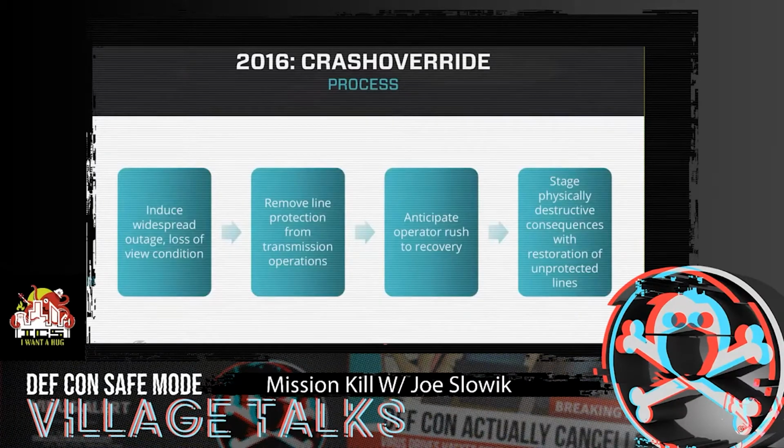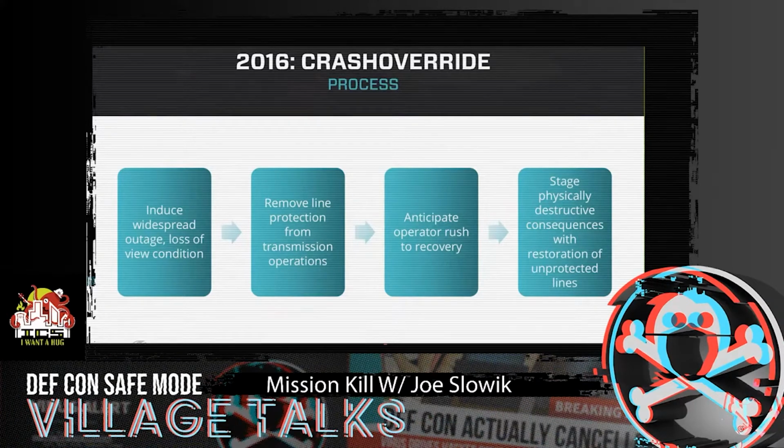But even though it didn't work quite to the extent or in the fashion that the attackers wanted, the intentions and the capabilities deployed in the 2016 Ukraine incident show a much more ambitious event than what we saw in 2015, in that the attackers induced a widespread outage and a loss of view condition through that wiping aspect, and then removed line protection from transmission operations.